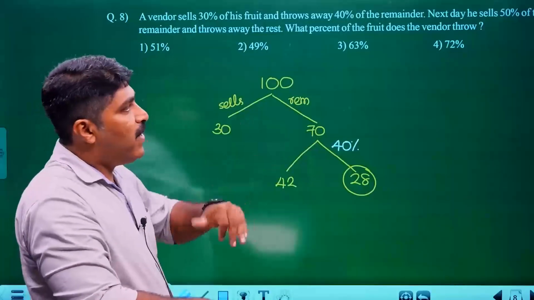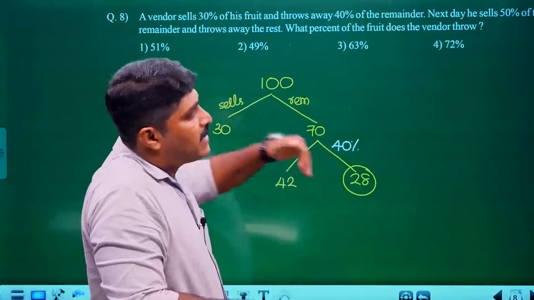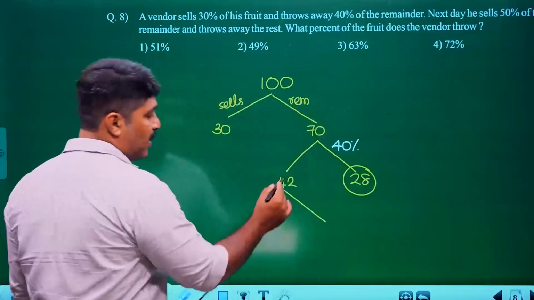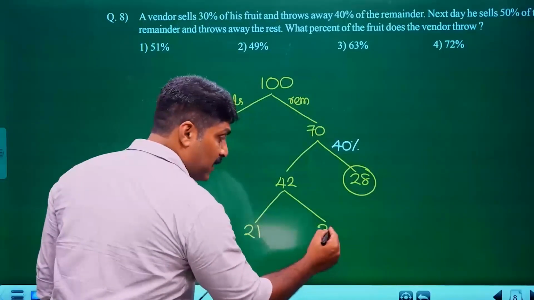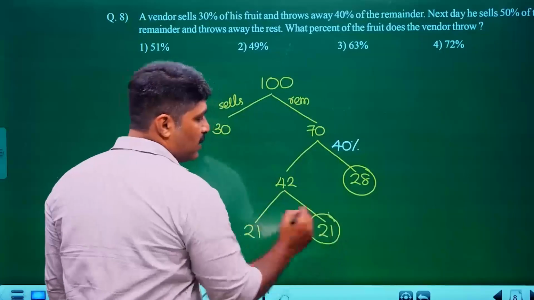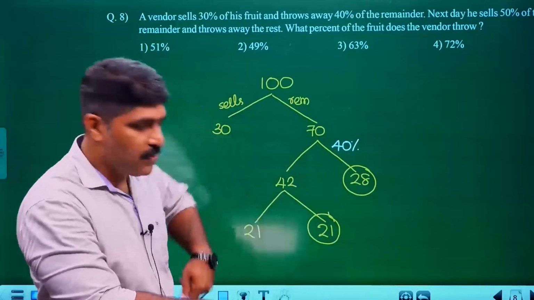On the next day, what happened? He sells 50% of this remaining number of fruits. What is 50%? That is 21. So what remains here is another 21, because 50% means exactly half of this value. So that is 21. These are the number of fruits he throws away.